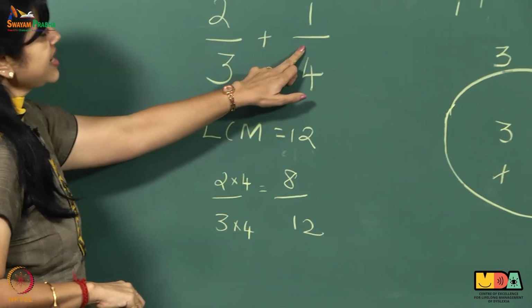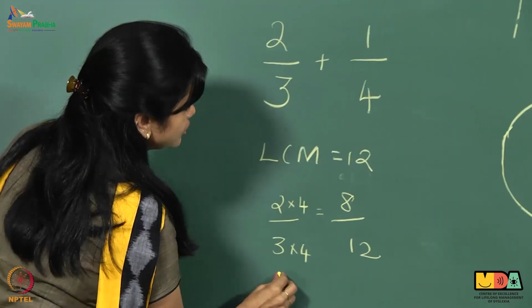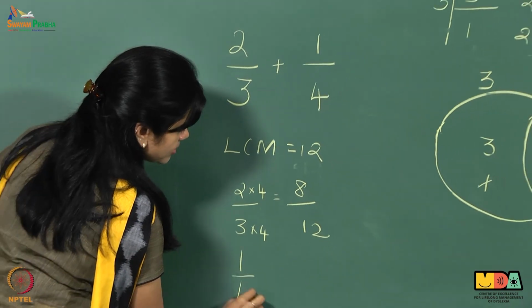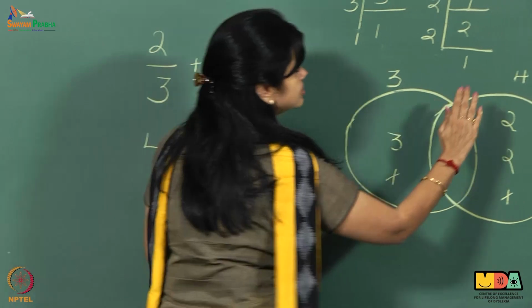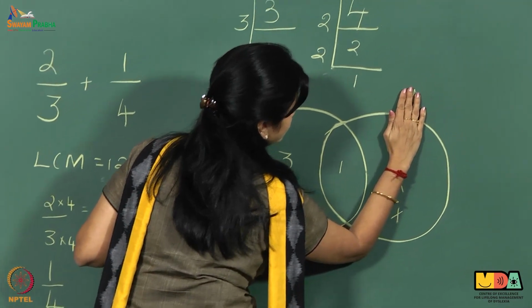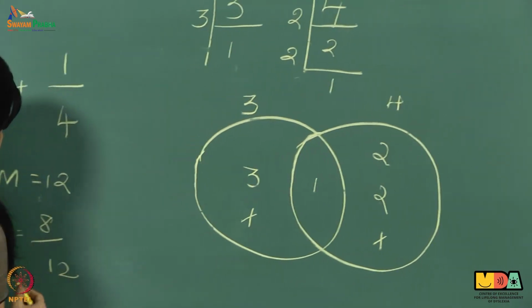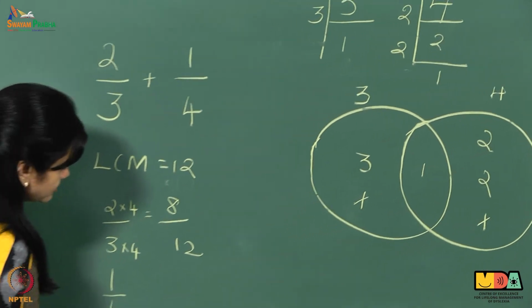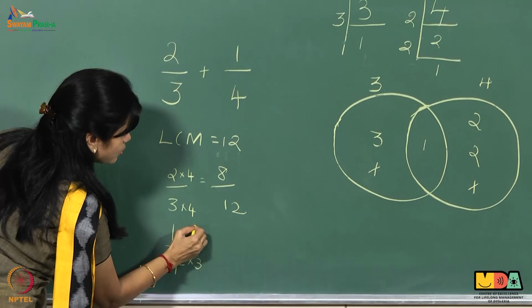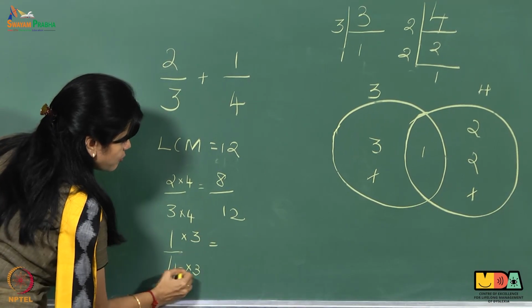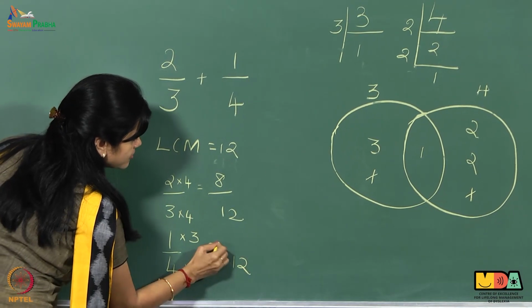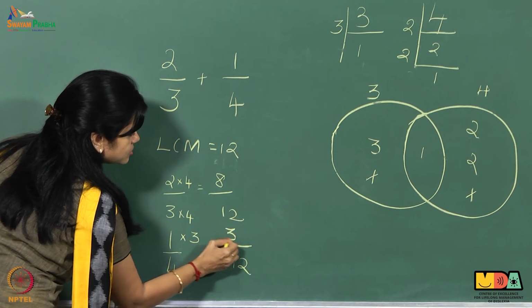Now, let us take the next fraction. The next fraction is 1 by 4. That means they are going to close the circle which is marked 4. The number that is visible is 3. That means they need to multiply this by 3, multiply this also by 3. Now, 4 into 3 is 12 and 1 into 3 is 3.